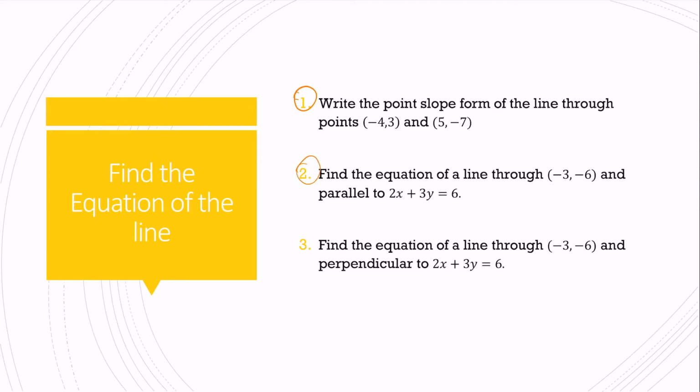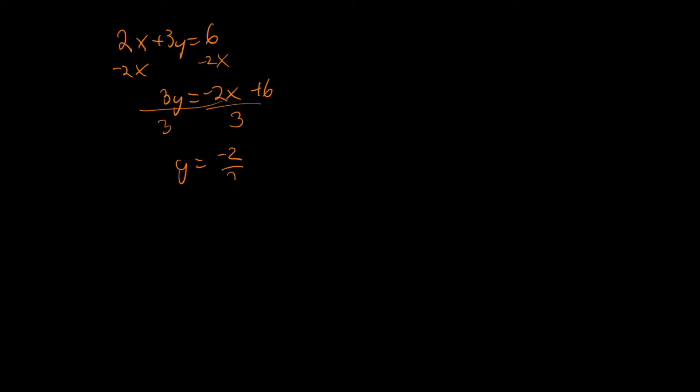This second example wants us to find the equation of a line that goes through negative 3, negative 6 and is parallel to 2x plus 3y equals 6. So remember that parallel lines have the same slope. So I'm going to get my slope from this equation. I have 2x plus 3y equals 6, and I need to solve for y. So I have 3y equals negative 2x plus 6. Divide both sides by 3. I get y equals negative 2/3 x plus 2. So negative 2/3 is going to be my slope.